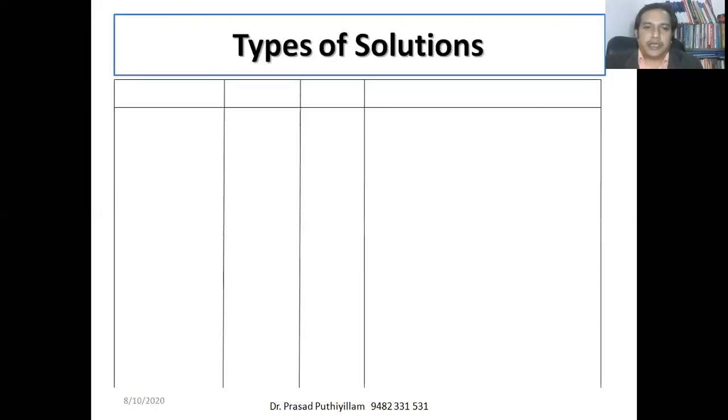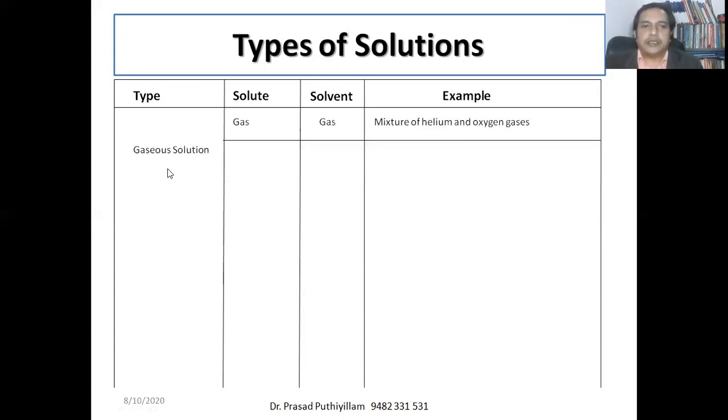We'll take examples for the different categories of solutions, different types of solutions, and we'll see which are the solute and solvent, and we'll take one example each. The first case, that is gaseous solutions. Gaseous solutions are of three types. The first one is a gas as solute and another gas as the solvent. For example, a mixture of helium in oxygen gas. So both are in gaseous state.